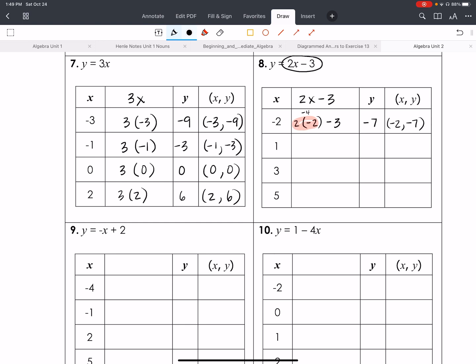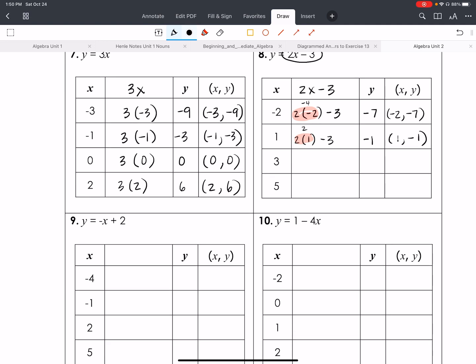All right, for the next one, it's 2 times, and now my input, my x, is going to be 1, minus 3. Do the multiplication first. 2 times 1 is just 2, so it's really 2 minus 3, and that's negative 1. So when my input is positive 1, my output is negative 1.